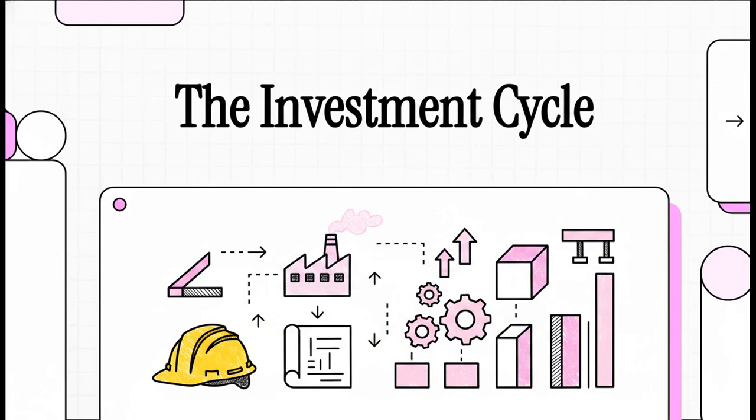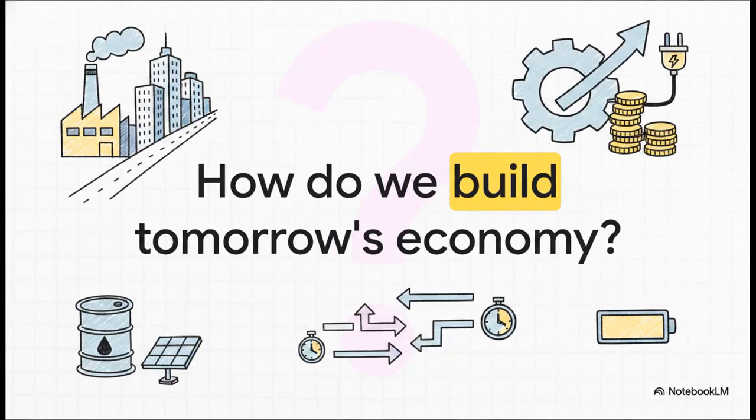Welcome to this Explainer. Today, we're putting on our hard hats and stepping right into the role of industrial development planners. We're heading straight to the whiteboard to map out the very architecture of a growing economy. Let's get started. It's a pretty massive question, right? How does a nation actually expand its physical capacity to produce things and ultimately build future wealth?